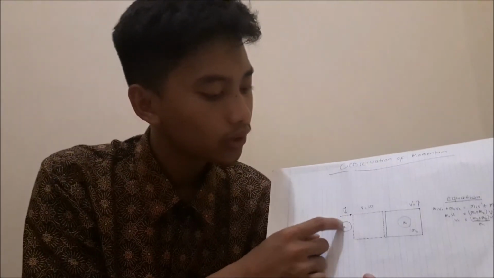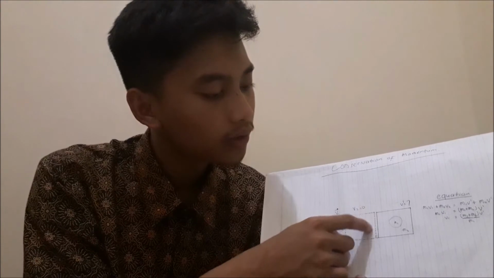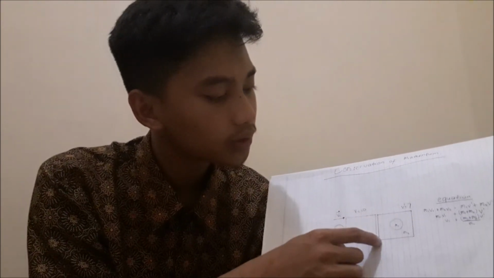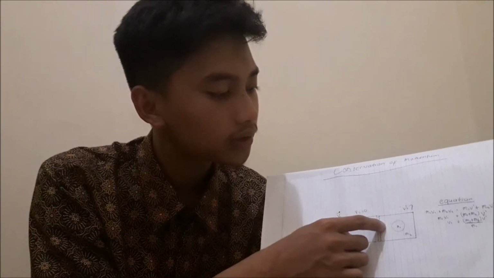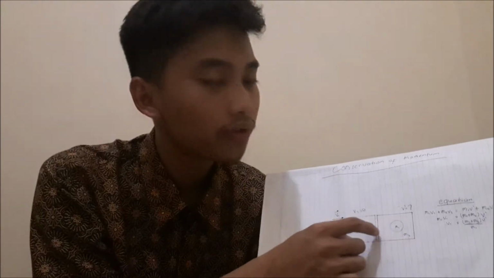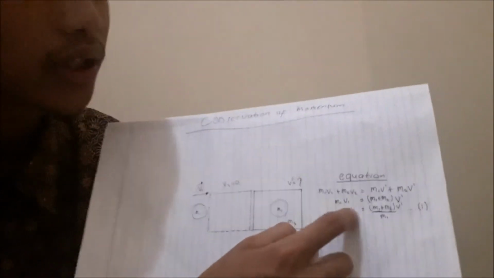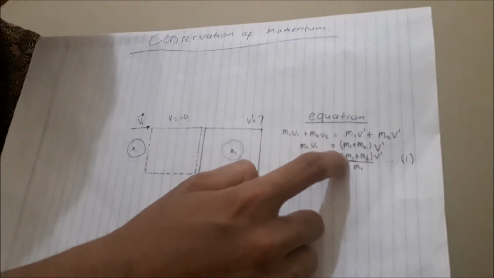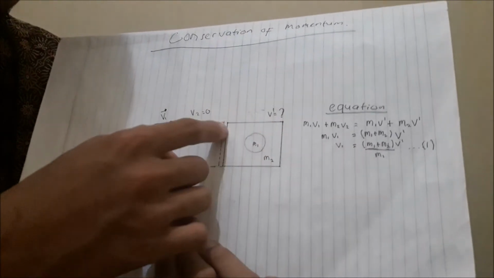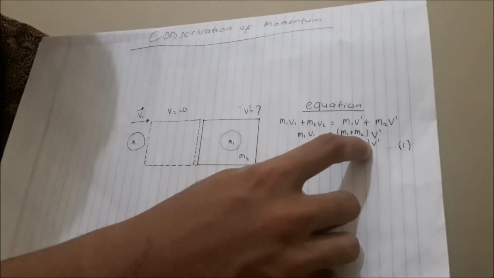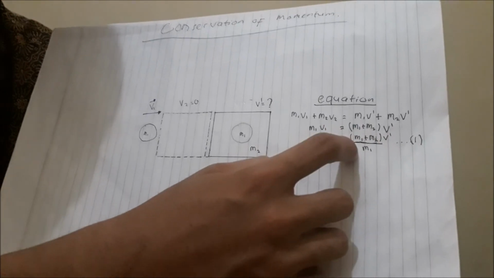Then, the first piece: the bullet with velocity v1 will hit the stationary pendulum, and the bullet and stationary pendulum will move with the same velocity, v accent. And this is the equation of the first piece: v1 equals (mass of bullet plus mass of pendulum) times v accent, divided by m1.